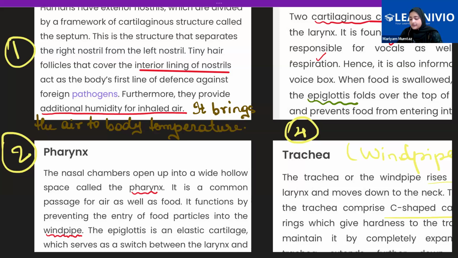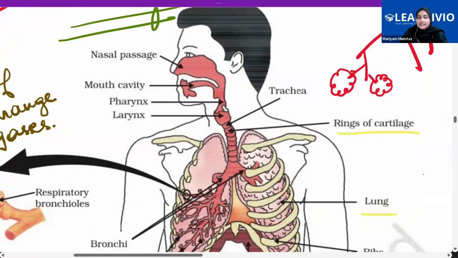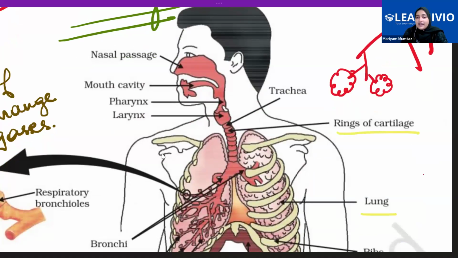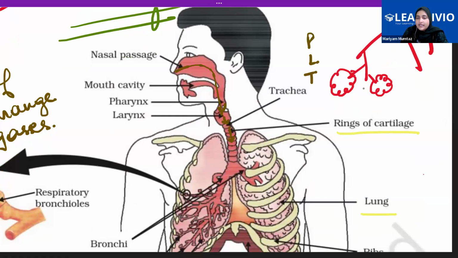All right. So, yes, our nostrils and our nasal passage, they're responsible for freeing the incoming air from the dust and pathogens and stuff. And apart from that, it brings the air to the normal body temperature. Then, leading from the nasal passage, there is the pharynx, right? Starting from here, there is the pharynx. Then comes the larynx, then comes the trachea. So pharynx, larynx, trachea, PLT.